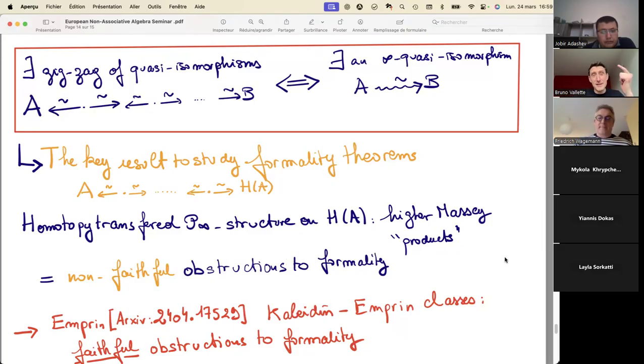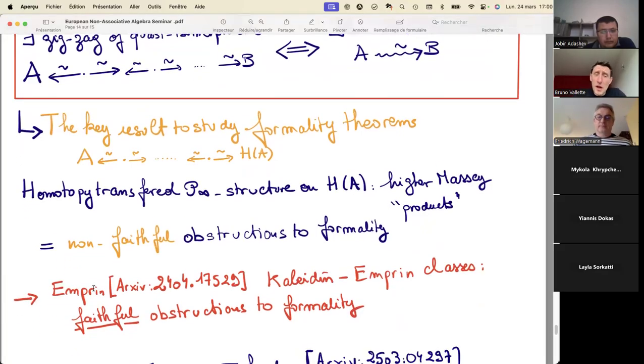But very recently, Coline Emprunt studied what is called the Kaledin class, but the Kaledin class was developed only for A infinity algebras by Kaledin. There were some works by Melanie and Rubio for binary quadratic operads with some restrictions. And Coline completely extended that. So she developed faithful obstructions to formality. She gives you one class, and that class is zero if and only if your algebra is formal. If and only if.